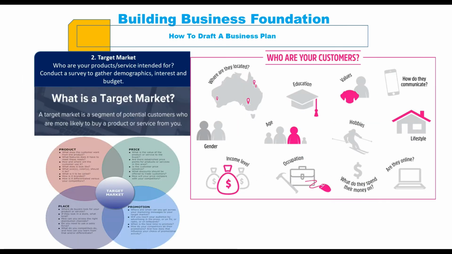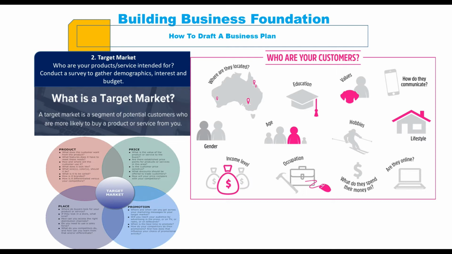And let's go to the next one. To draft a business plan, number two, target market. Who are your product or service intended for? Conduct a survey to gather demographic, interest, and budget. What is a target market? A target market is a segment of potential customers who are more likely to buy a product or services from you, right? So your business can be anything.